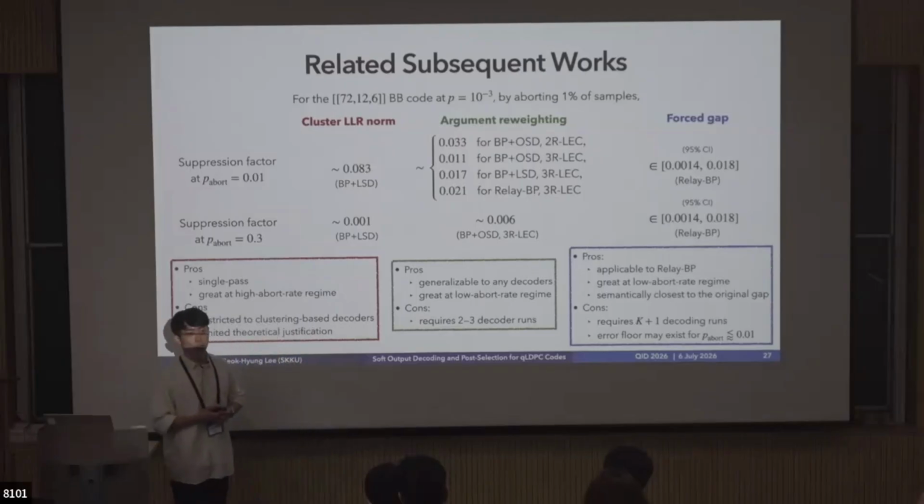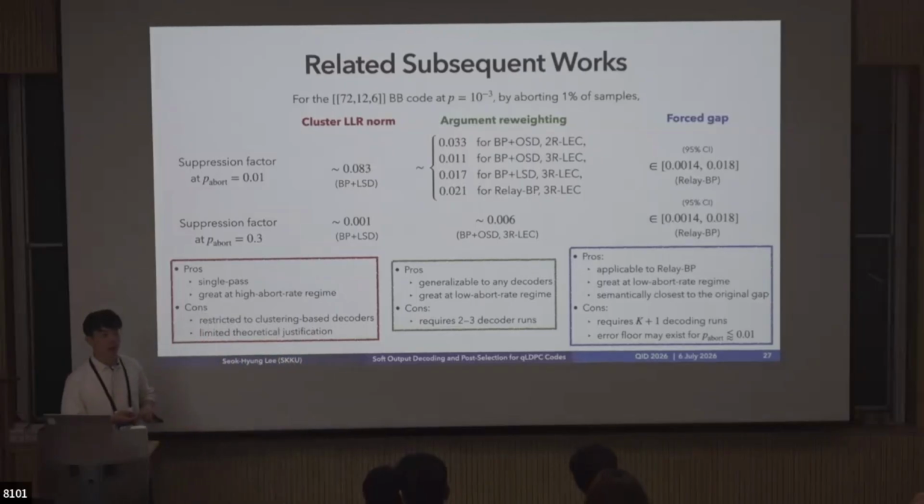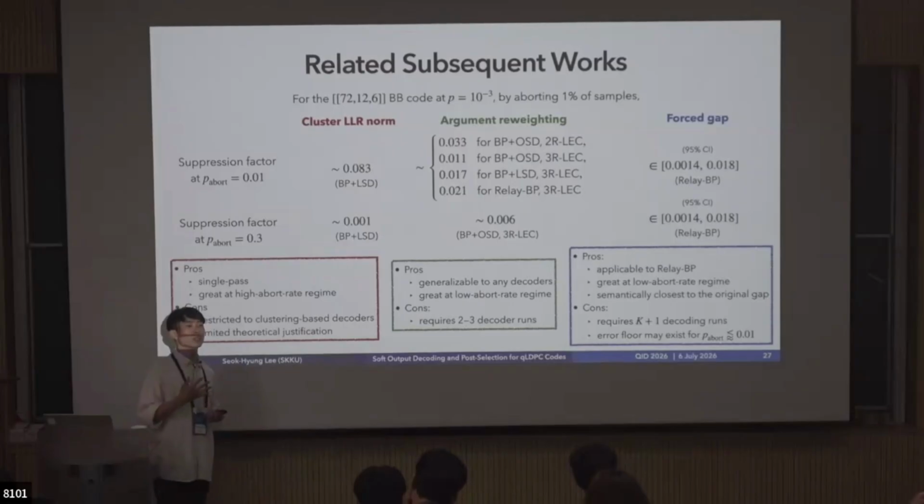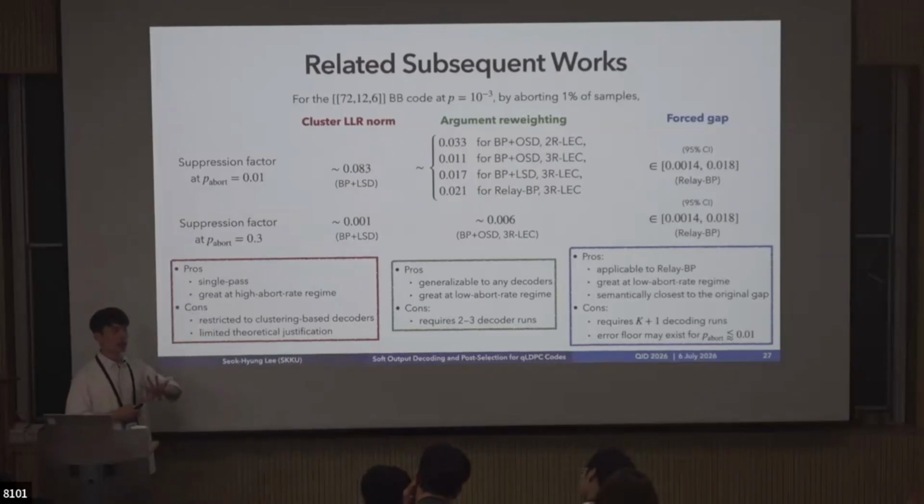So the abort rate is determined by the threshold. You mean by threshold you mean the cutoff value? Yeah, that determines the abort rate. So the abort rate is the fraction of samples where the confidence value is below the cutoff value or above the cutoff value. Yeah.